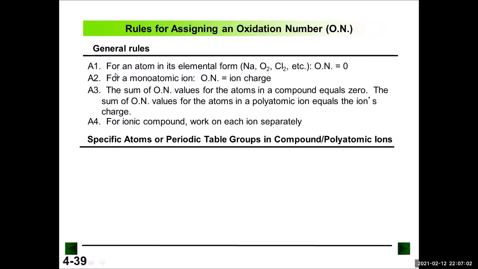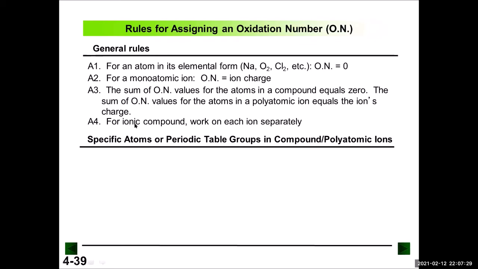First of all, in the elements, the oxidation number should be 0. In monatomic ions, the ON should equal the charge. The sum of the ON should equal the charge of the species. So, for example, if the species is a neutral molecule, the sum of the ON should equal 0. If we're dealing with a polyatomic ion, then the sum of the ON should equal the charge of the polyatomic ion.